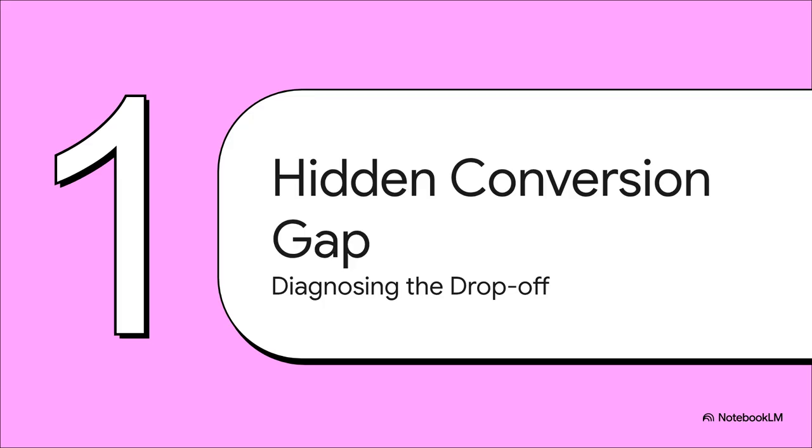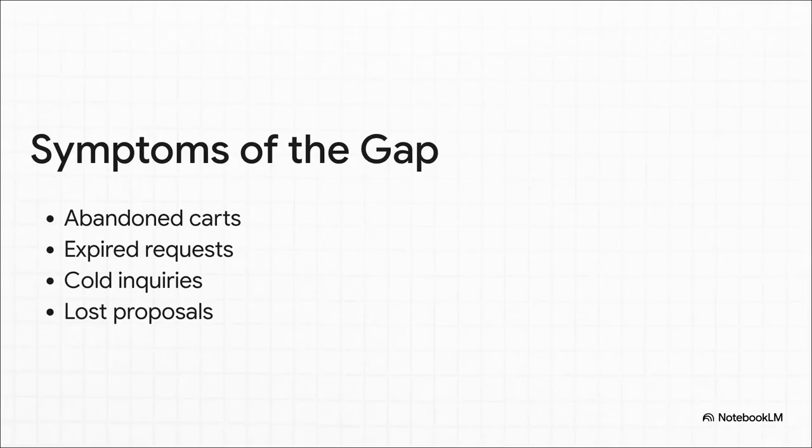Section 1. The hidden conversion gap, diagnosing the drop-off. Now, on the surface, these failures look entirely different from one another. A cart abandoned at checkout? That's highly visible, super measurable. But an expired booking request or maybe a cold custom order inquiry, that feels way more ambiguous. Or think about an unanswered proposal on a freelance site. That just feels like a networking failure, or honestly, just a really harsh personal rejection.